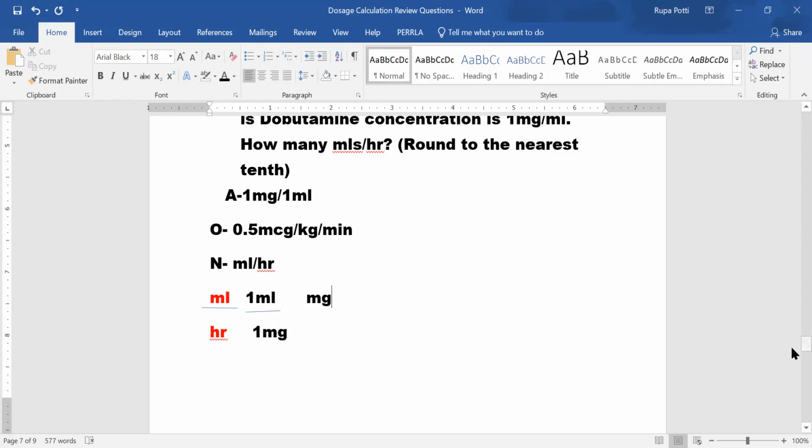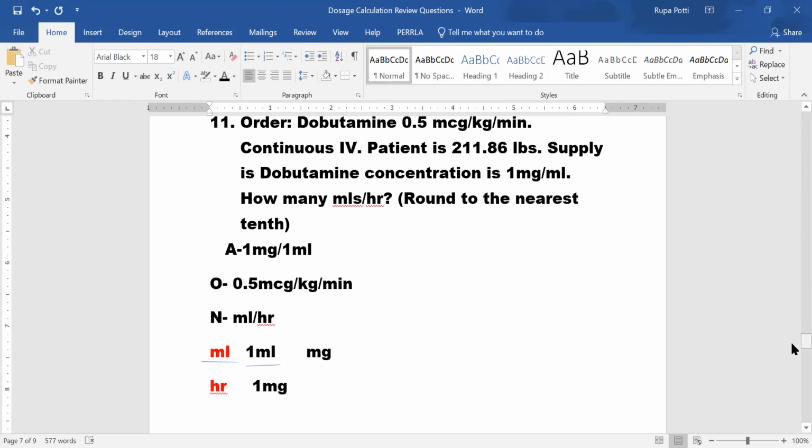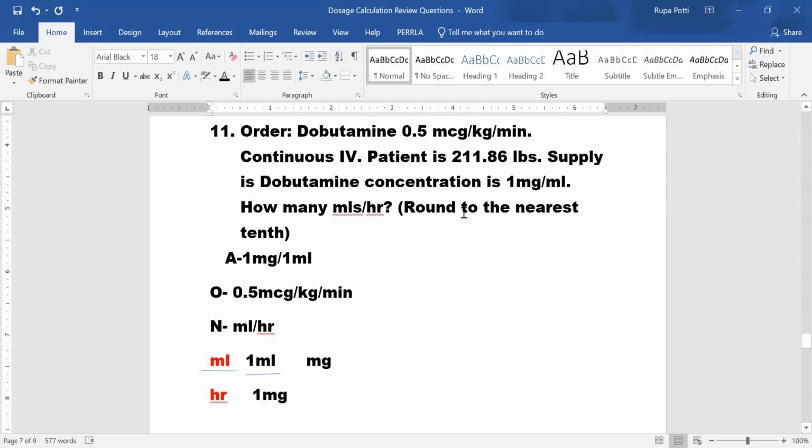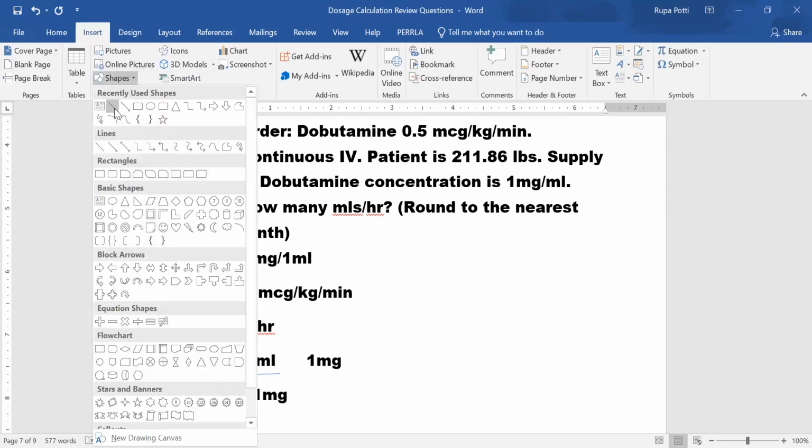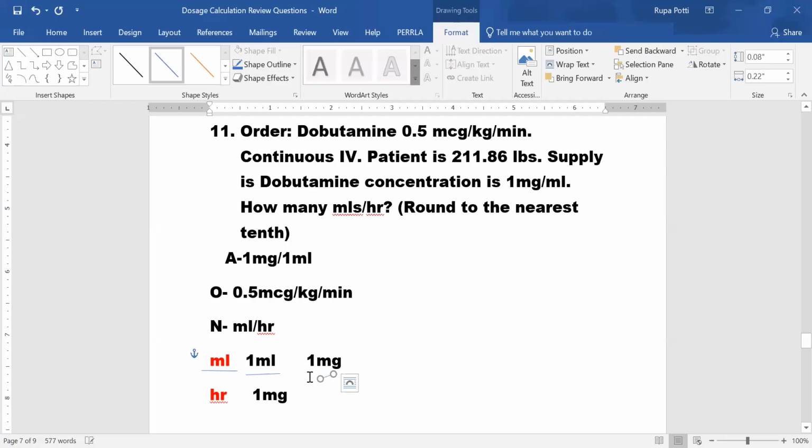So I'm going to look in the problem to see, is there anything with milligrams? But I don't have anything else with milligrams, right? But I have micrograms, which is very close. So I'm going to use this as a conversion factor, because I have my medication as milligrams, but I will be giving it as micrograms. So now I'm going to use my conversion factor: 1 milligram is equal to 1000 micrograms.